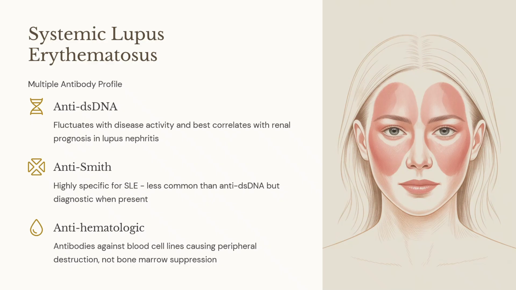Then what is specific to diagnose SLE? That is the anti-Smith antibody. So that is specific for SLE. What about the antibodies against the cell lines? They can have antibodies against RBCs, WBCs and platelets. So when there is a reduction of these cell lines or the blood cells, then it is not due to bone marrow suppression, but it is due to peripheral destruction.